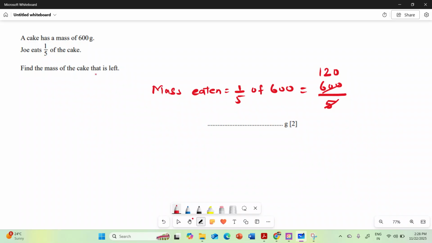Now what we have to find out? The cake left. So the mass left is equal to 600 minus 120. So this is 480 gram left.